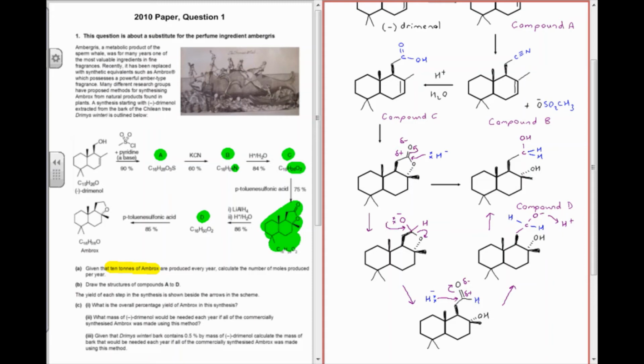Now in reaction schemes such as this, you're not asked for any mechanistic detail. You are simply required to draw out the structures of the intermediates A, B, C and D. But I think you'll agree that by thinking through the mechanisms involved in each of the reactions, it helps to clarify the structures of those intermediates.